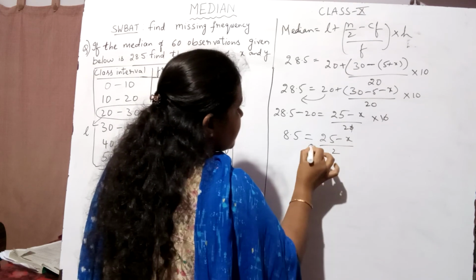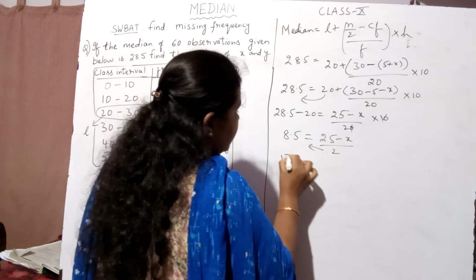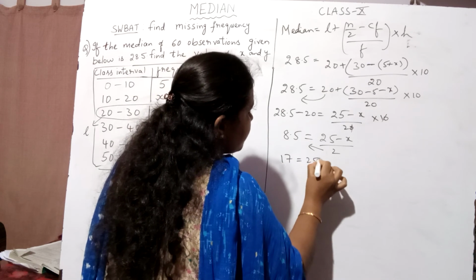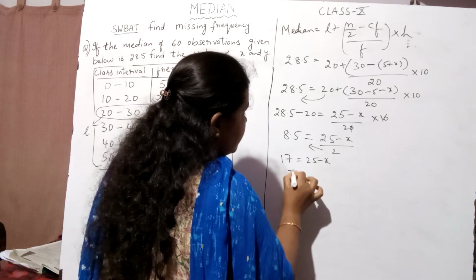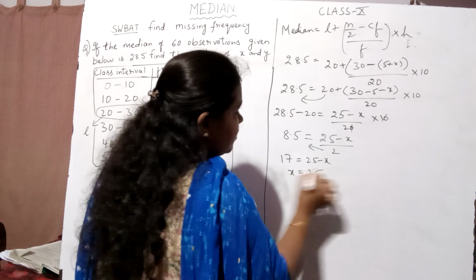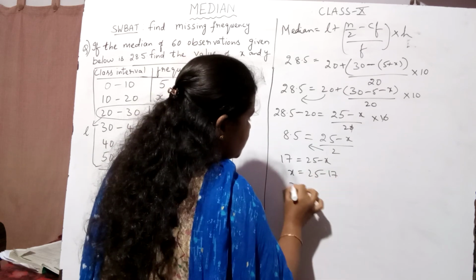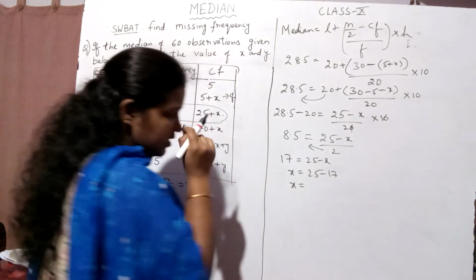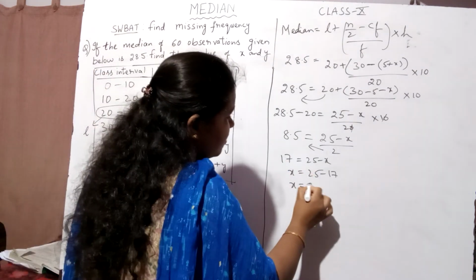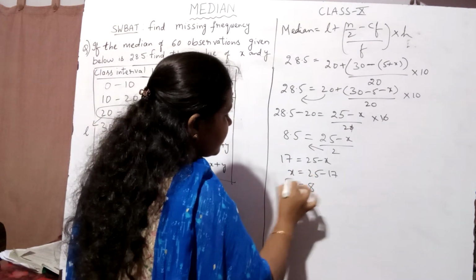So you cross multiply this 2. 8.5 into 2 is 17. 17 is equal to 25 minus x. Bring x to the left side. So you'll get 25, bring the 17 to the right side, minus 17. So x is equal to 25 minus 17 is how much? 18, 19, 20, 8. We will get 8 here. x is equal to 8.